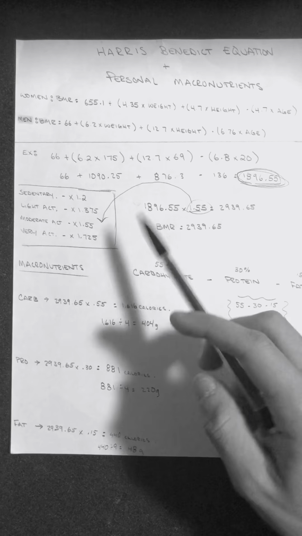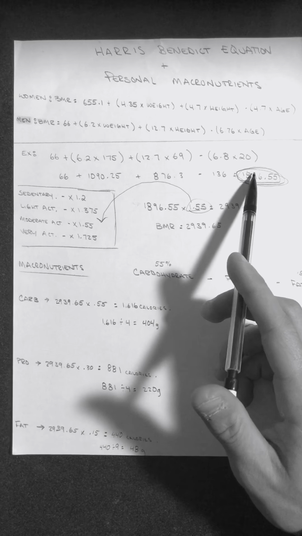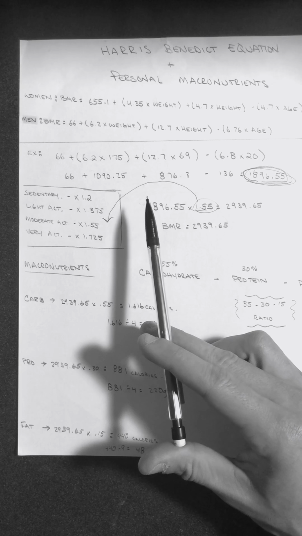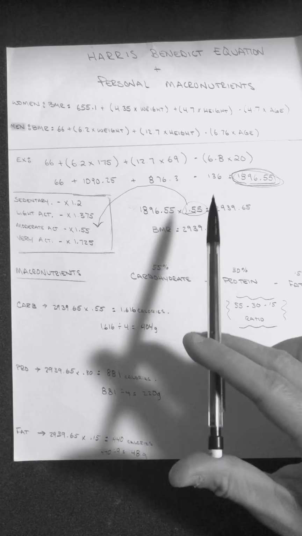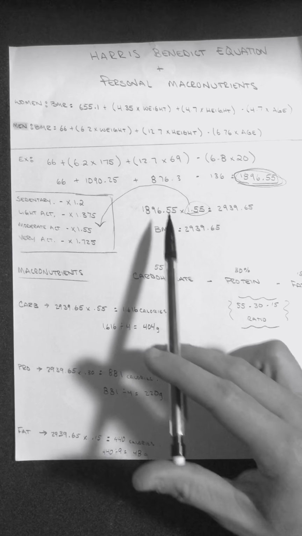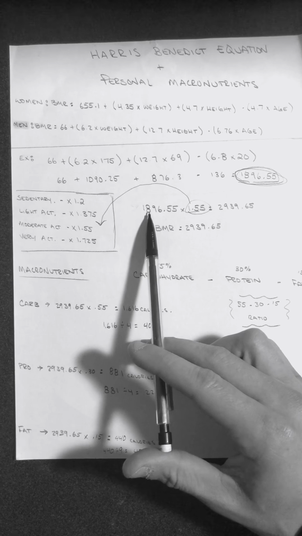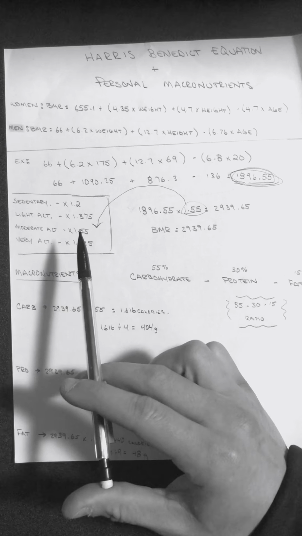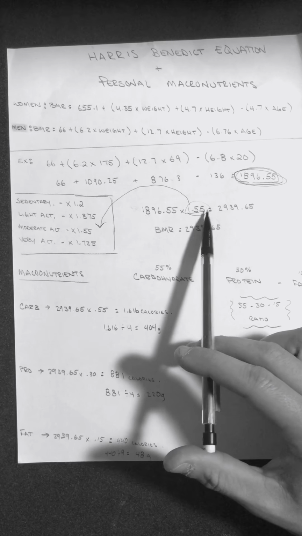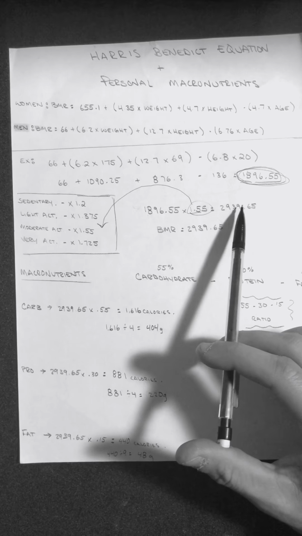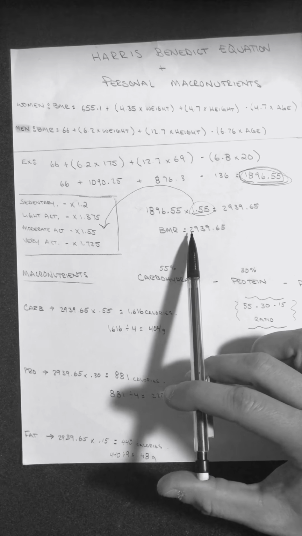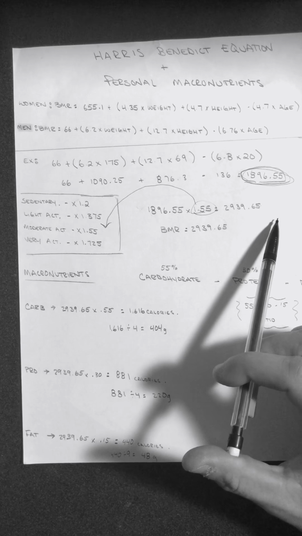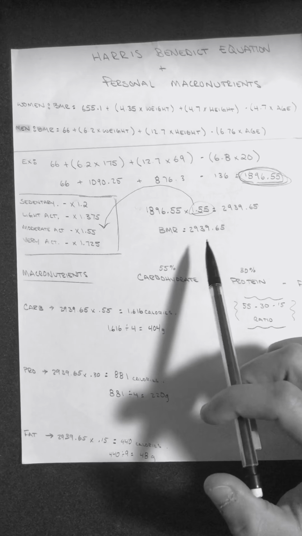And like I said, we're going to times our original calories by the activity factor to give us a new number, which is our actual basal metabolic rate, aka the number of calories we need daily to sustain our weight. So I did 1,896.55 times moderately active. Like I said, I am moderately active, which we times by 1.55 equals 2,939.65. BMR equals 2,939 calories a day to sustain my weight if I stay active as I am today.